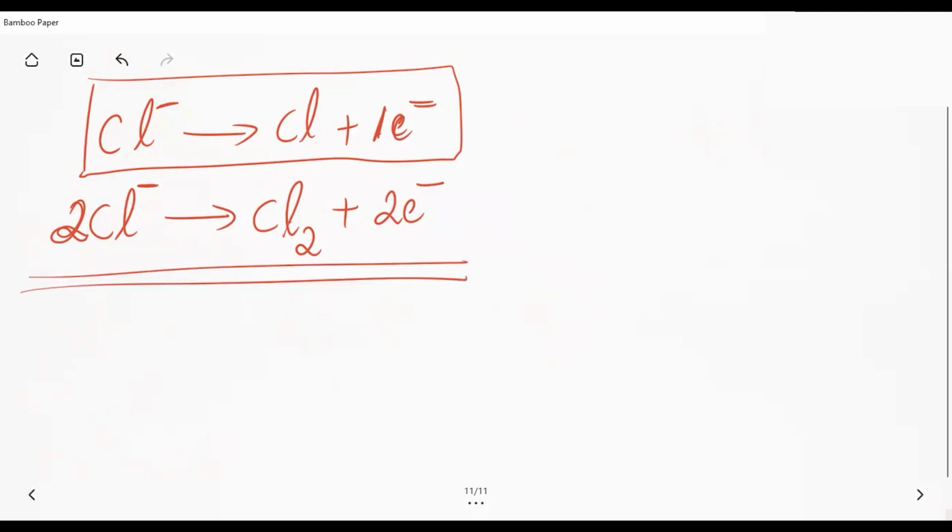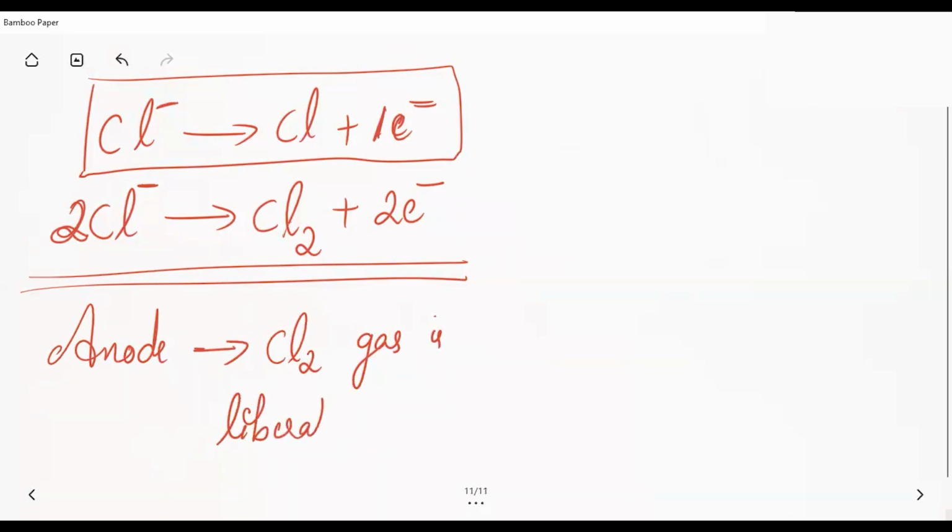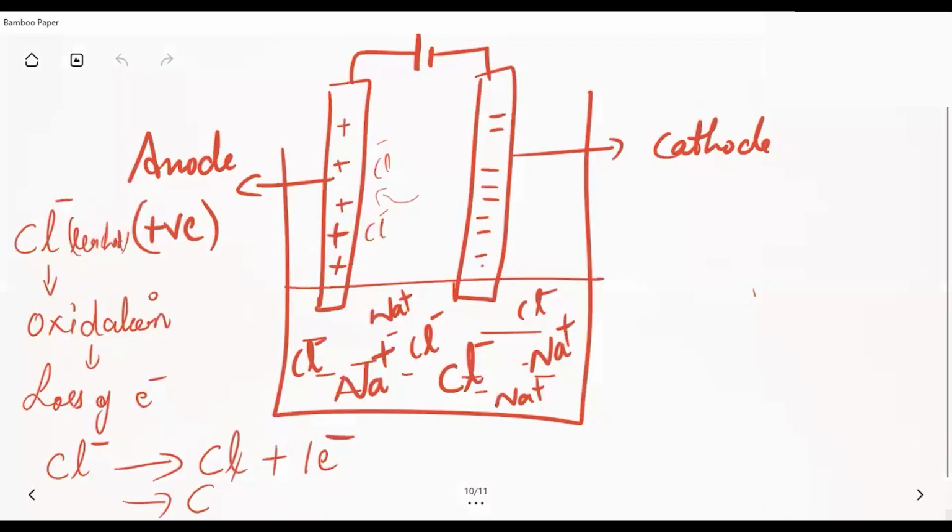So from this we have understood that at the anode, chlorine came, and Cl2 gas is liberated at the anode. So after the reaction, you will observe so many bubbles of chlorine gas near the anode of this cell. Now let us see what is happening at the cathode.